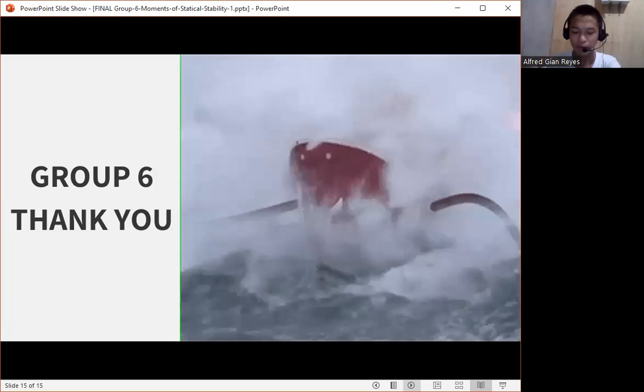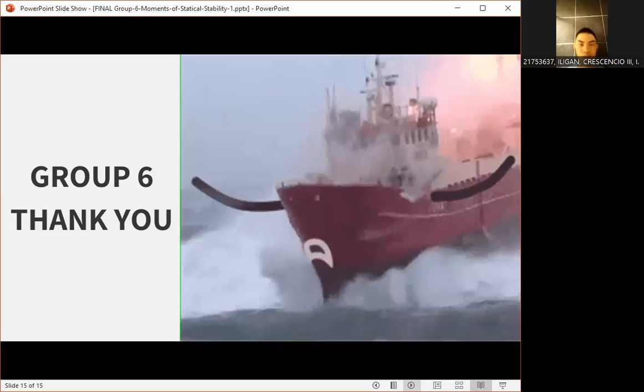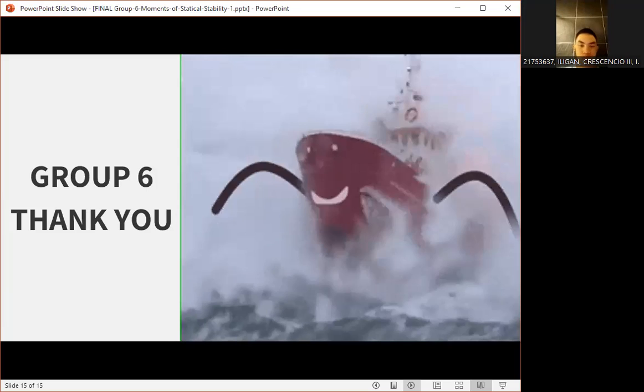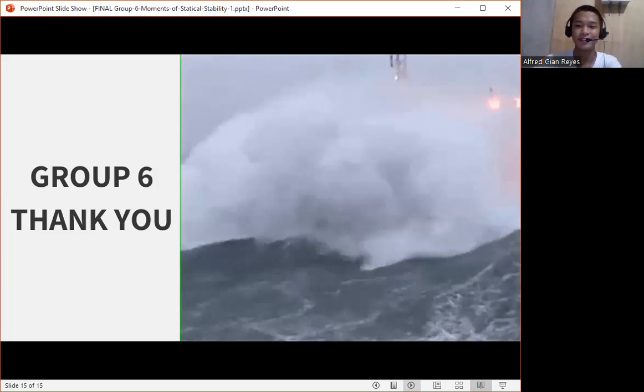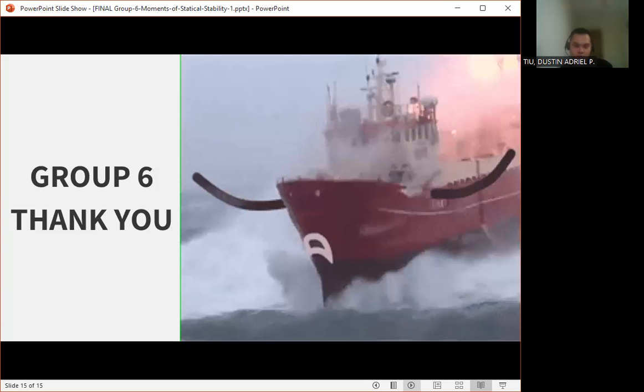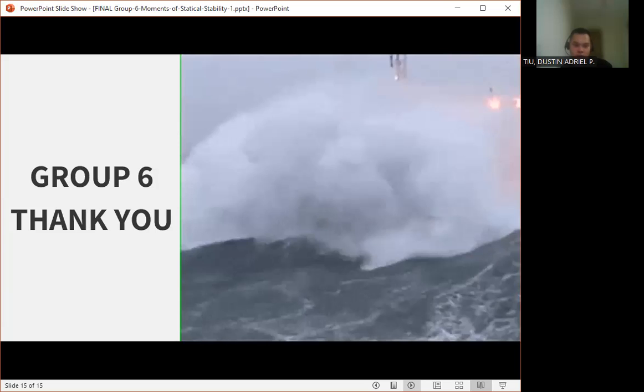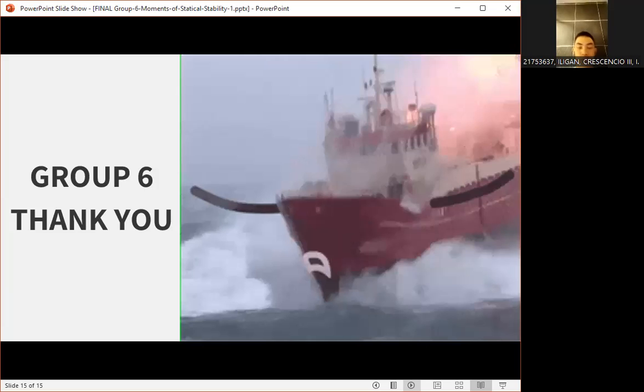So a little recap. What is the formula of moment of statical stability? Displacement times righting lever. Yes, that's correct.